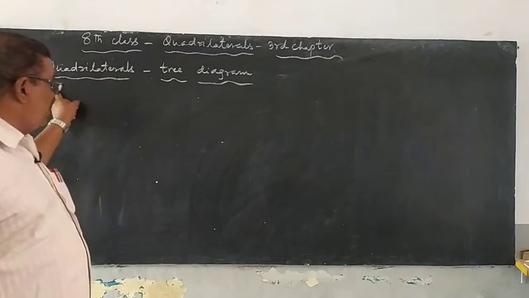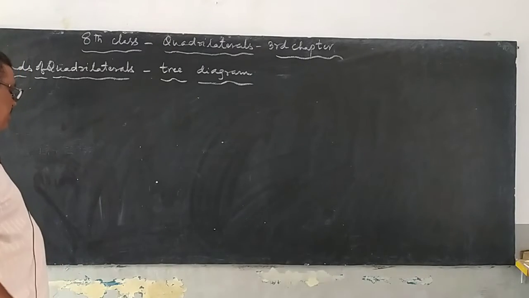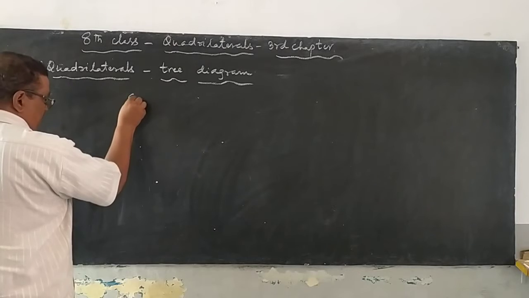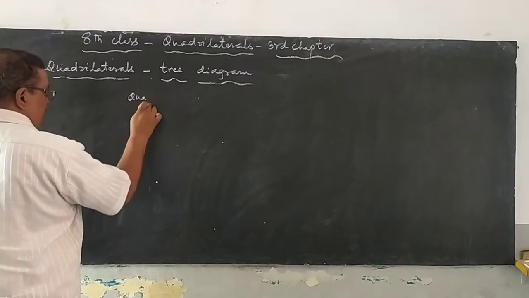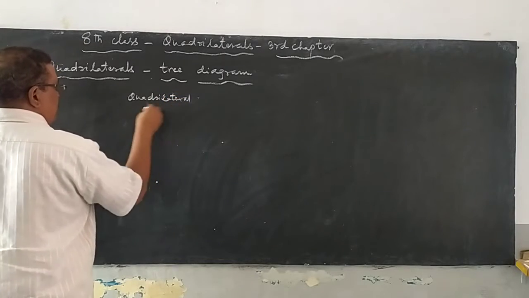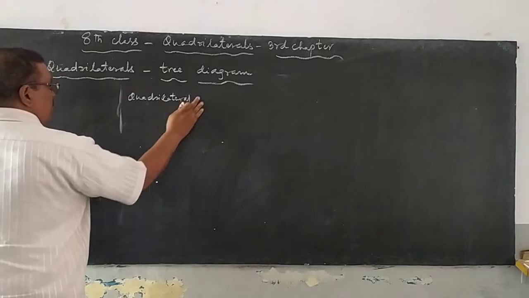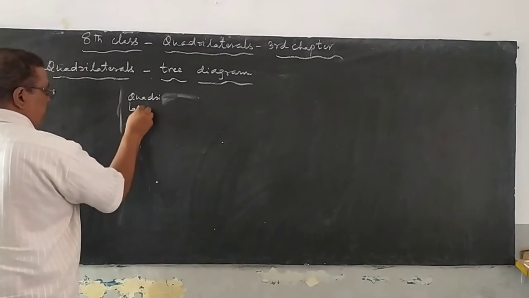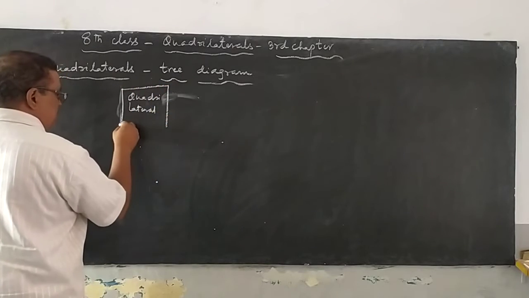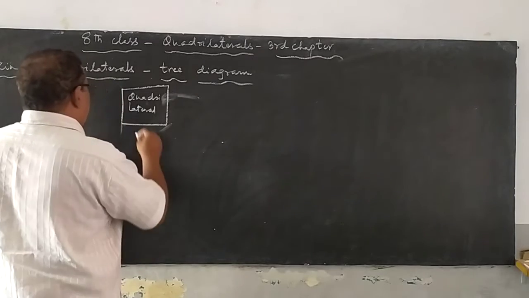Kinds of quadrilaterals on tree diagrams. What types of quadrilaterals are there? We have to see here. First one, the basic one is quadrilateral. So for that we have to draw a rough diagram. This is the quadrilateral. The four sides may vary differently.